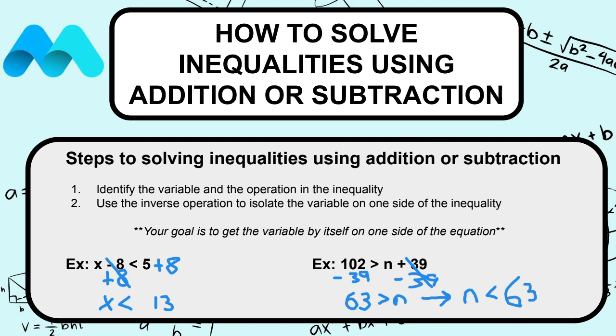I don't know about you, but for me, that makes a lot more sense. Even when I say n is less than 63, then I know my solution can be 61, it can be 58, it could be 39, it could be negative 20. Before, saying 63 is greater than n says the same thing. It means that 63 is a bigger number than any of the solutions. But again, I like rewriting it. It's easier for me to remember. It's easier on my brain.